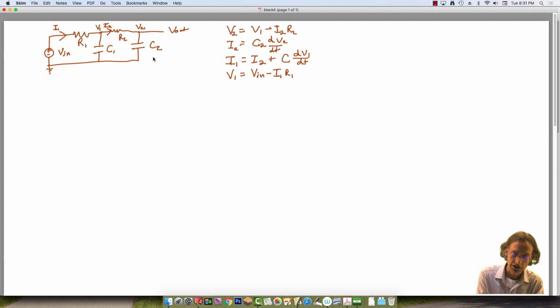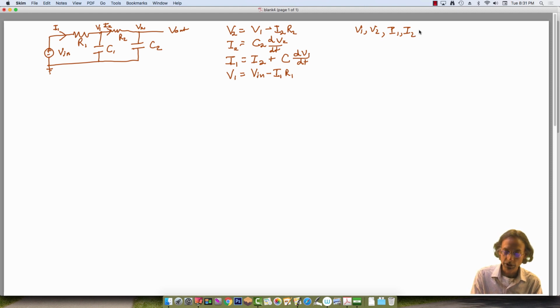So we have the equation that basically understands the voltage on this capacitor and its relation to this current, and then so on. So we have these four equations. Now let's count the unknowns. What are the unknowns inside this circuit? We have V1, V2, I1, and I2.